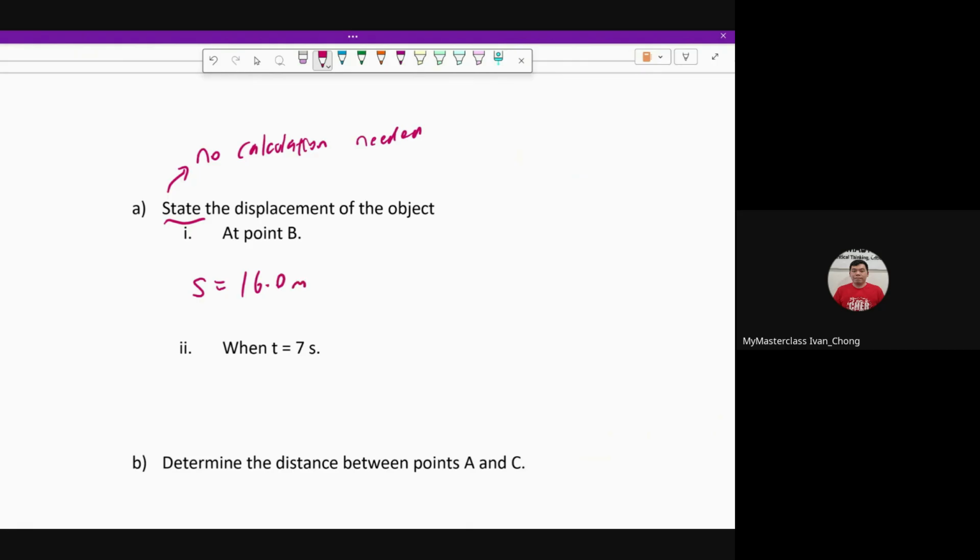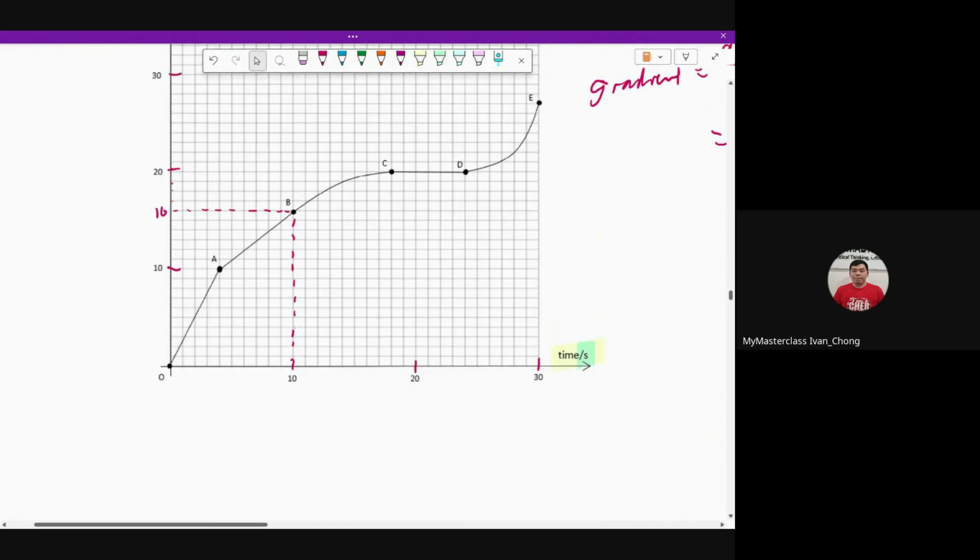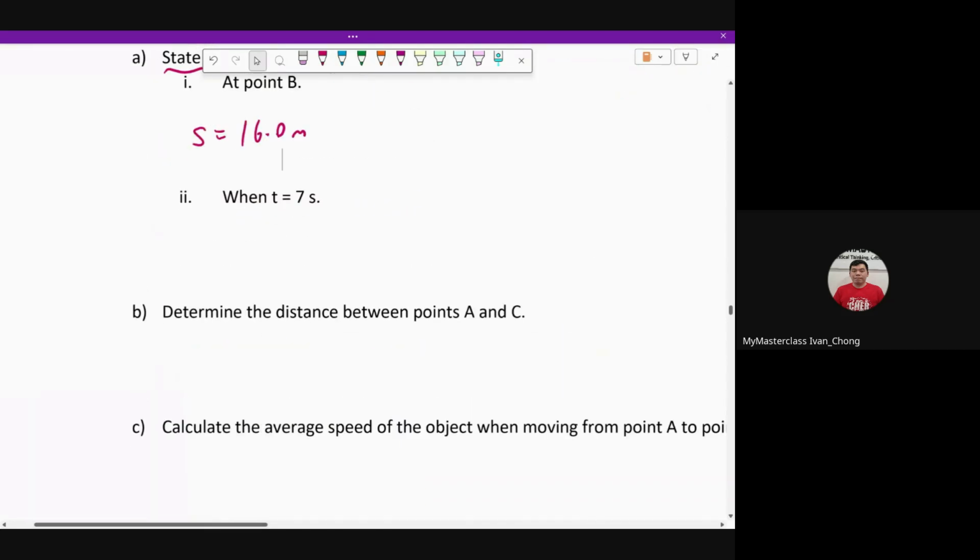Now, why is it 16.0? Because for some schools, they will need to use half of the smallest division for graphs. So if you notice over here, your smallest division is 1. Half of it is 0.5, so we'll use 1 decimal place.